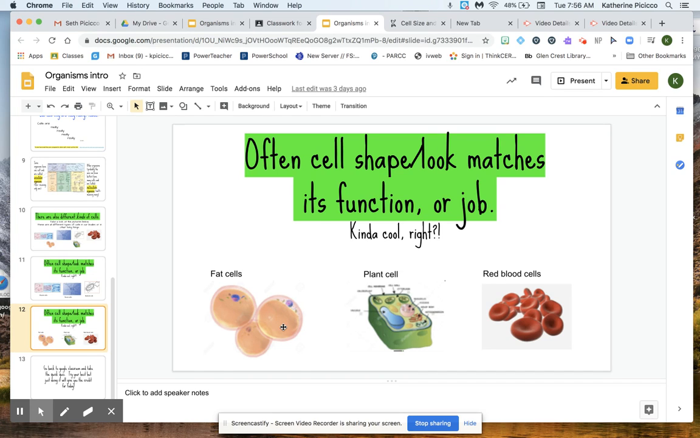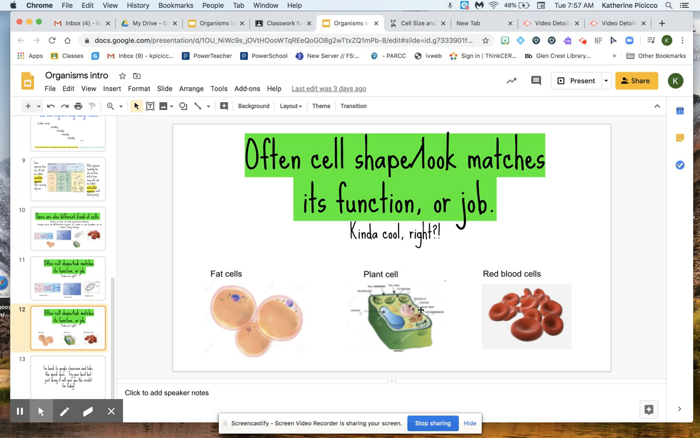Fat cells store energy and material and things like that we have in our bodies. And you would assume that it would be kind of like a storage place. So if you look at it, it looks like there's a lot of stuff that is being stored there. So again, the cell shape, or what it does, actually looks a lot like what its function is. Okay, and then the last two is a plant cell.